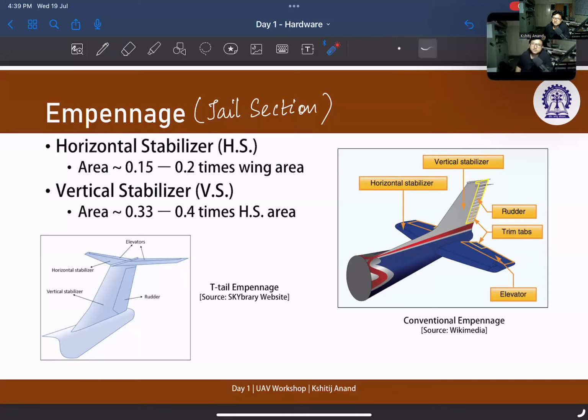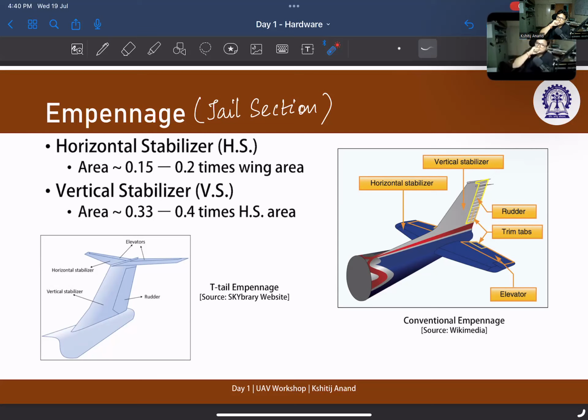Okay. So basically, I told you earlier that we are looking for a negative CM versus alpha curve for the whole aircraft, not just for the wing, for the whole aircraft. So what is happening if you're trying to pitch the aircraft upwards? The aerodynamic center will keep moving forward and backwards. So when you pitch the aircraft up, the aerodynamic center will move forward in the wing.